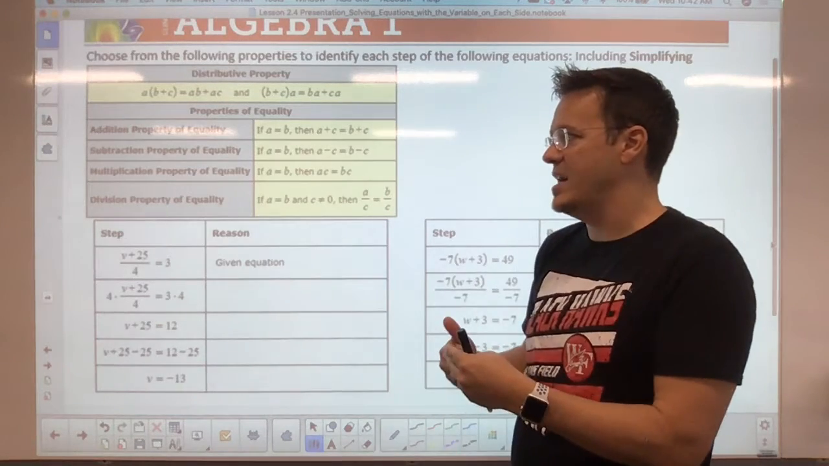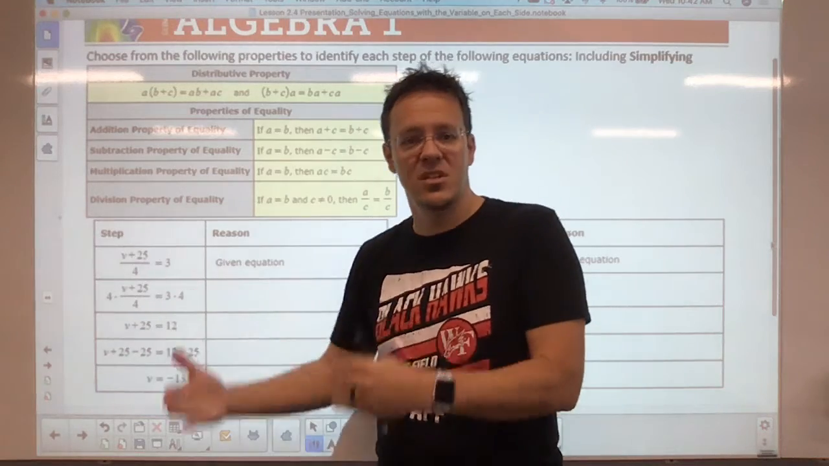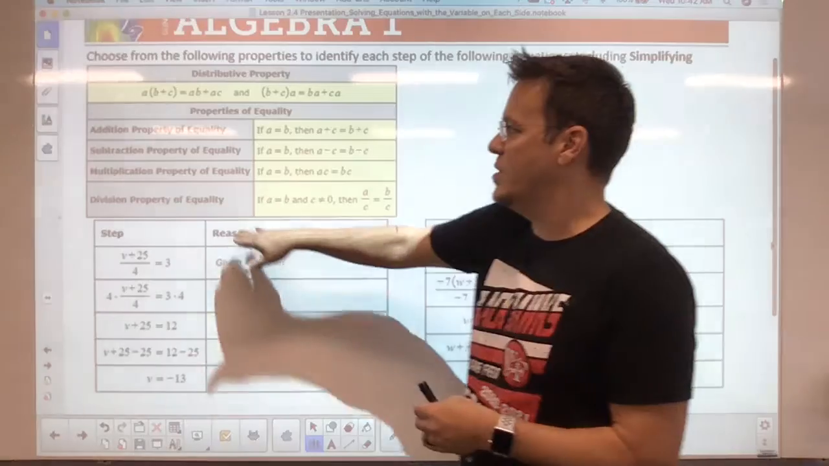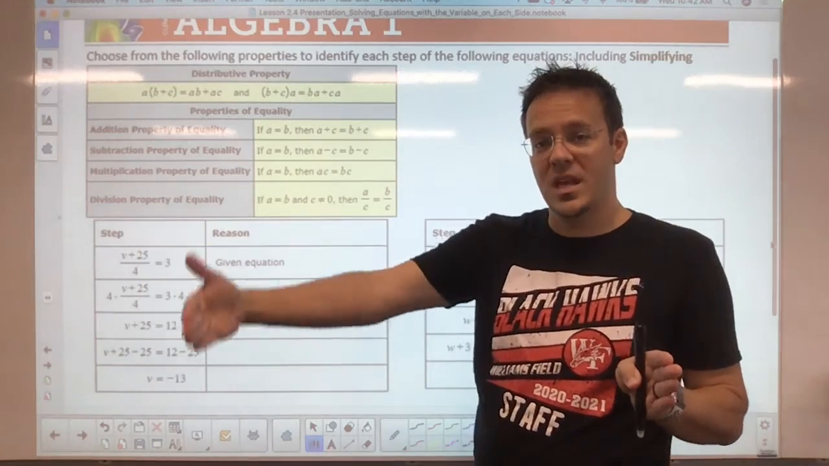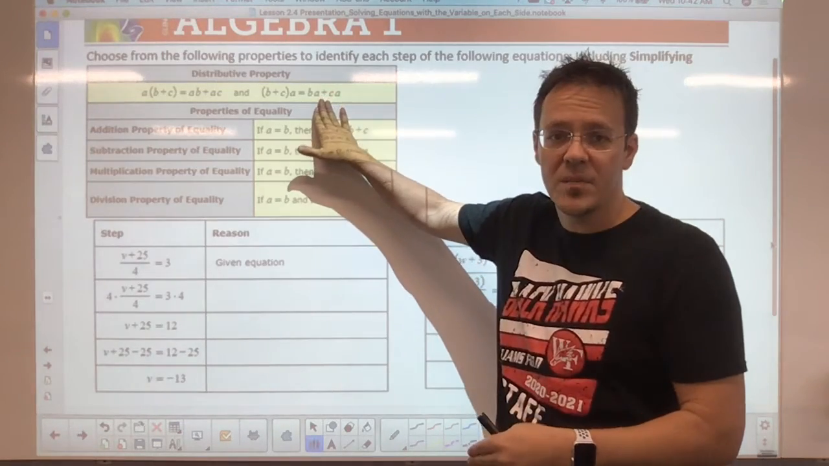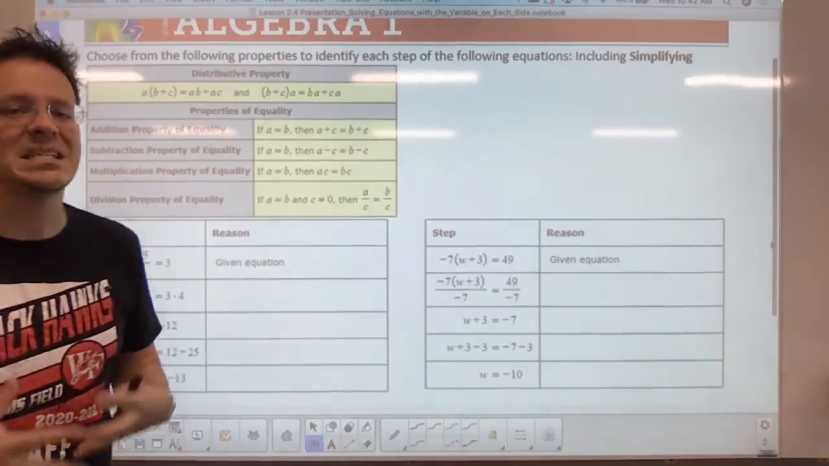Subtracting things from both sides, you've been doing that too. And remember, we had multiplication and division. It's all the same philosophy and principle. It's called property of equality because what you do to one side, you have to equally do to the other side. And then distributive property is something else we've already talked about. And finally, there's one thing up there called simplifying. That is how you would write a proof.